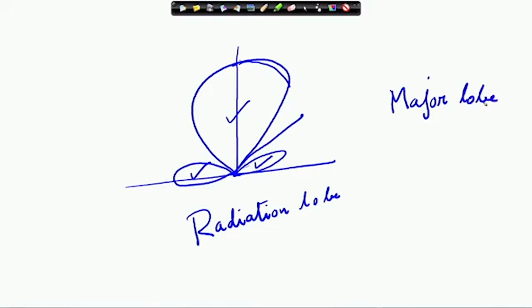What is a major lobe? Major lobe is the radiation lobe that contains the maximum radiation direction. In this case you see this is the maximum radiation direction. So, this one is the major lobe, the others are not containing the maximum direction of radiation. So, generally only one major lobe is there. Now, what is a minor lobe? Any lobe except the major lobe is called a minor lobe. So, any lobe which is not containing the maximum direction of radiation is called a minor lobe.